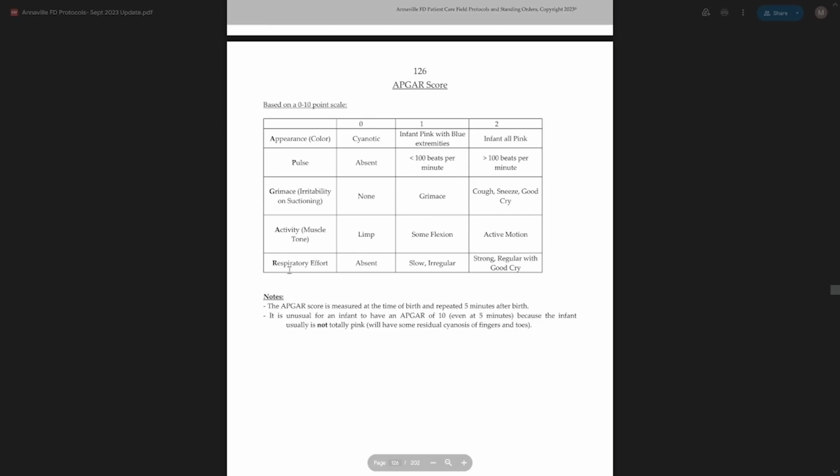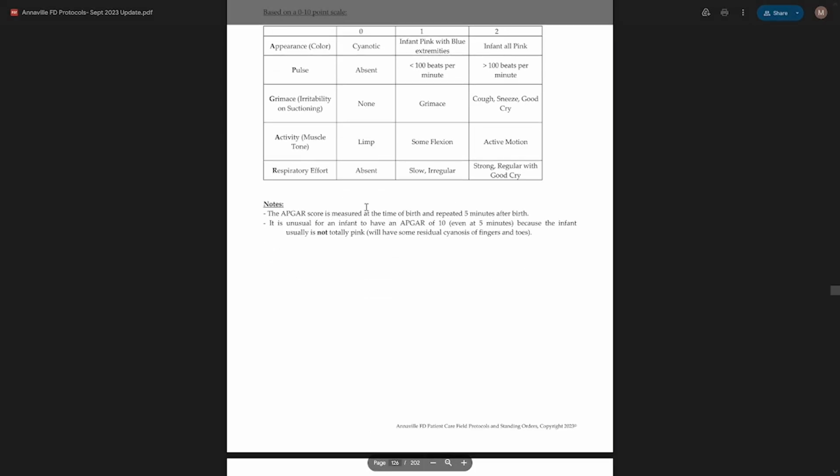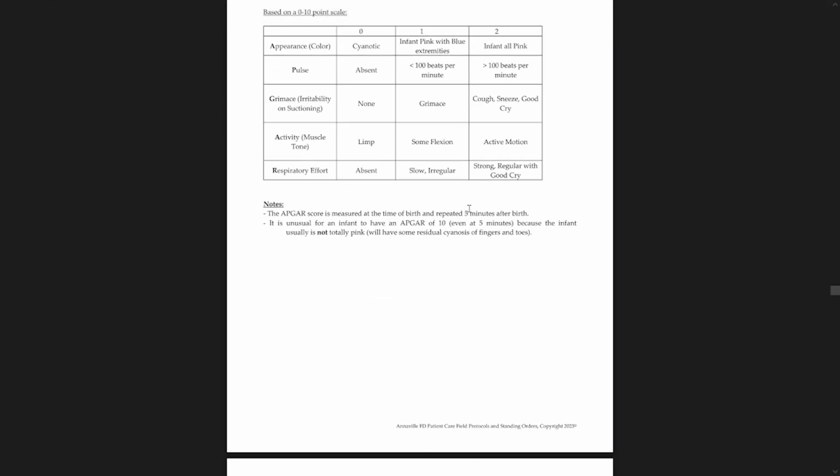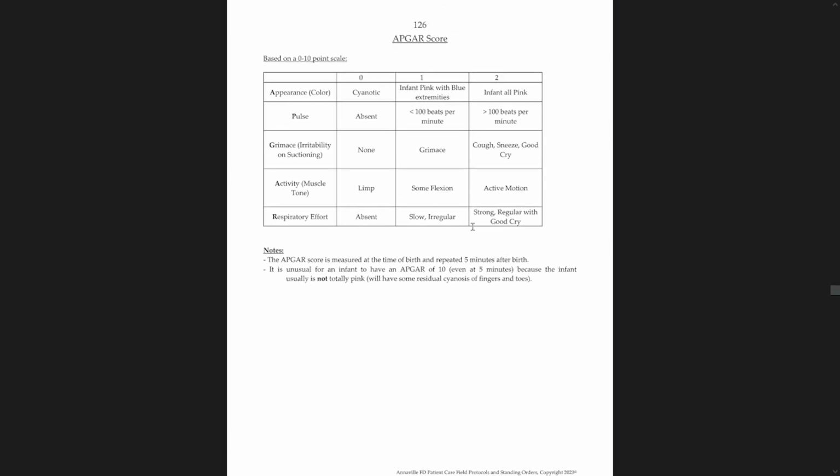Some notes: the APGAR score is measured at the time of birth and repeated at 5 minutes after birth. It is unusual for an infant to have an APGAR score of 10, even at 5 minutes, because the infant is usually not totally pink. You will have some residual cyanosis of the fingers and toes. Be ready for that and just kind of accept it.